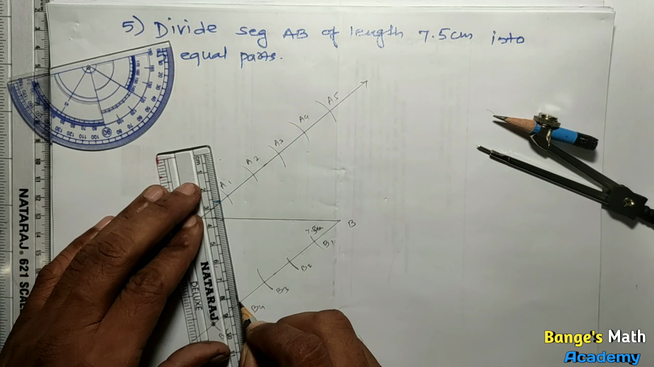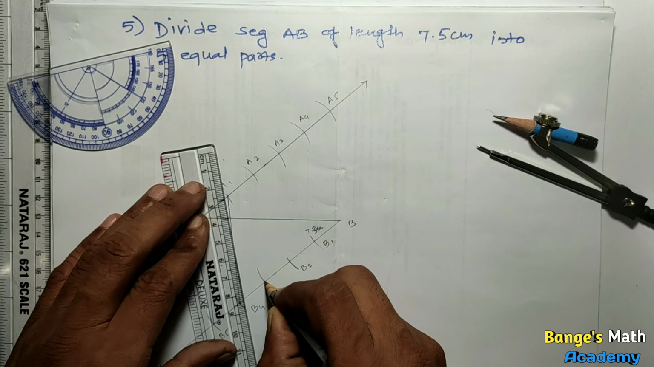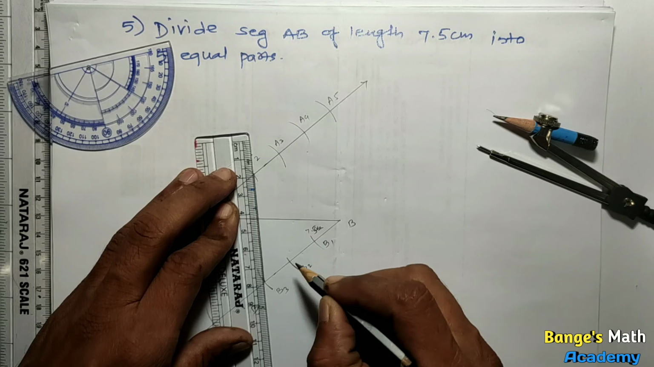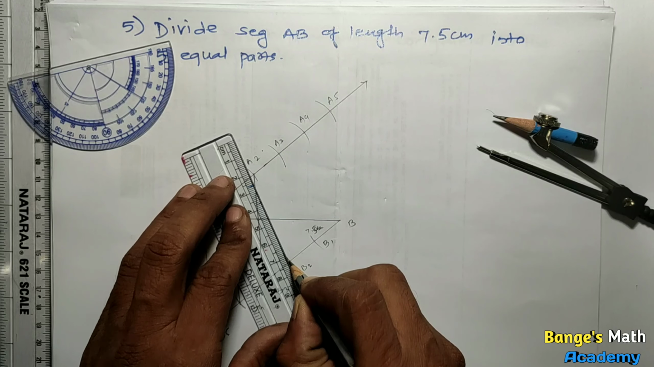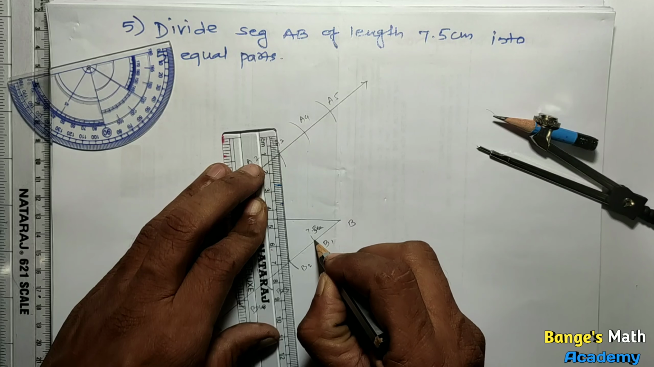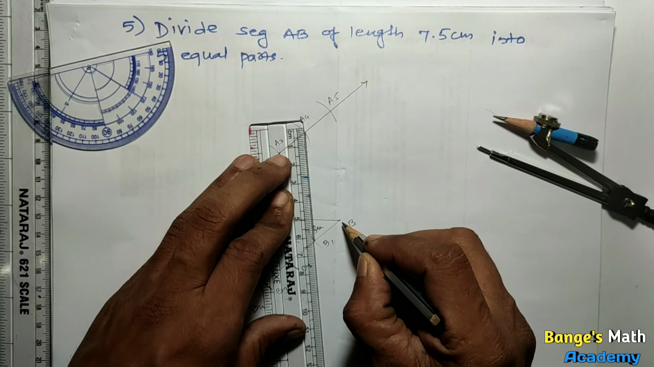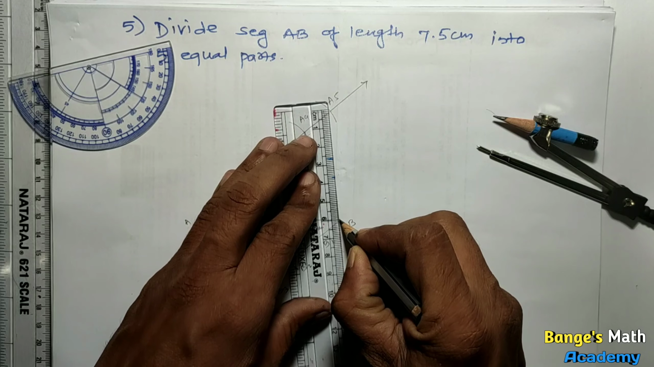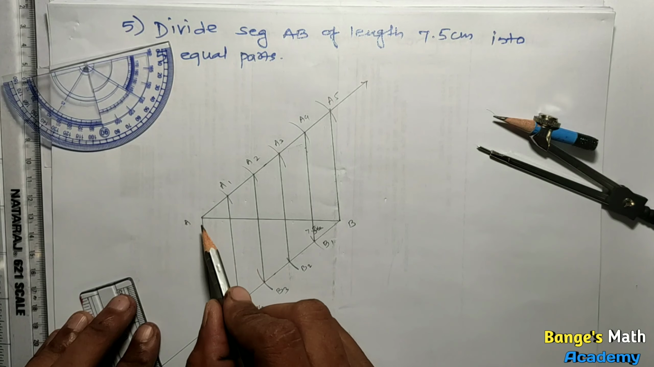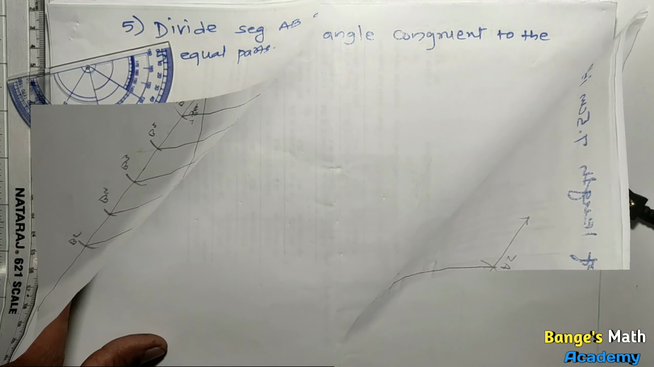Then B4, A1, then B3, A2, B2, A3, B1, A4, and last point B and A5. See, we divided segment AB into 5 equal parts.